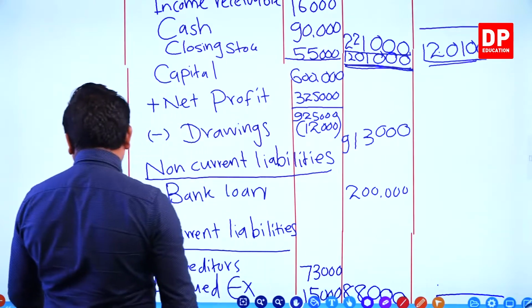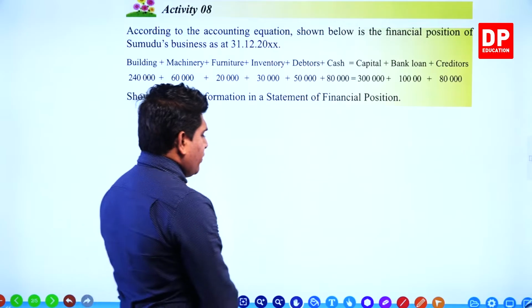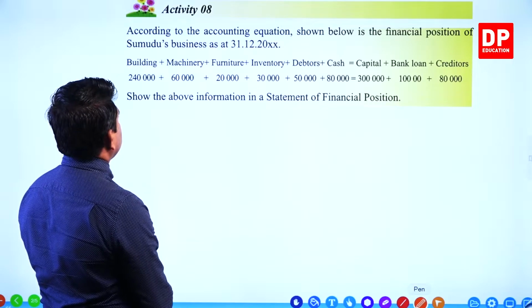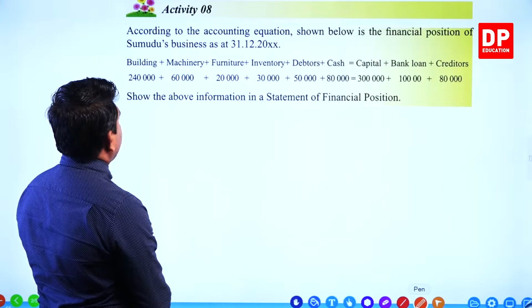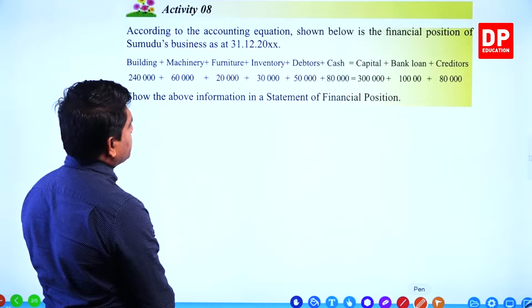Now we go to the next activity, right? Activity 8. According to the accounting equation, shown below is the financial position of Sumudhu's business as at 31st December. Any year they have given, right? It's okay. Any year. They have given building value. Building how much? 240,000. Machinery 60,000. Furniture 20,000. Inventory 30,000. Debtors 50,000. Cash 80,000.